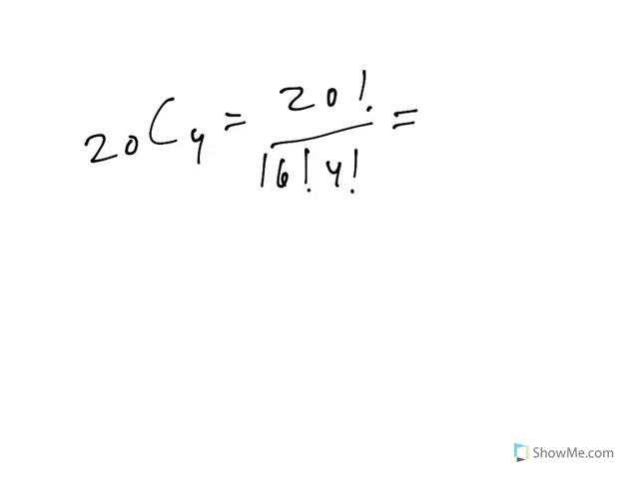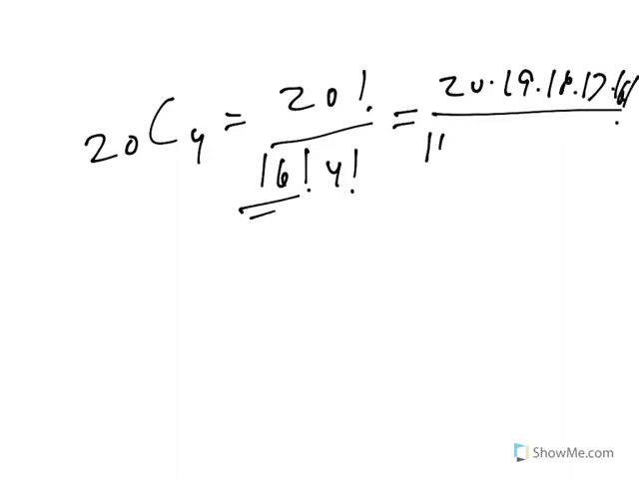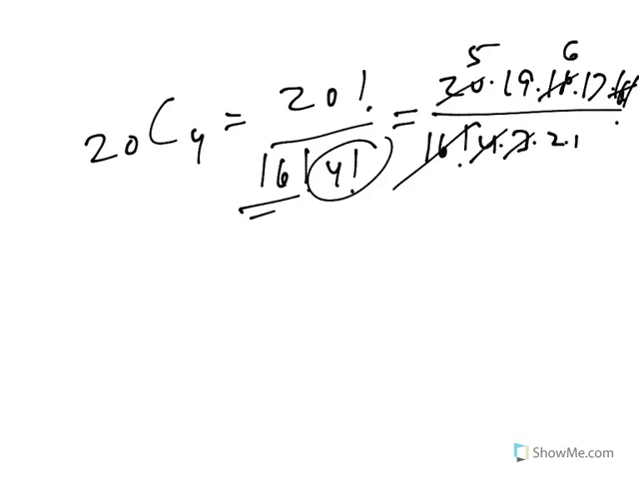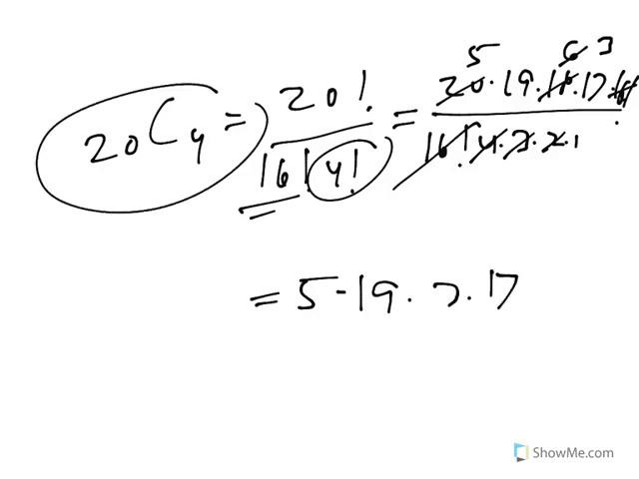To use it, I could say 20C4 is 20 factorial over 16 factorial 4 factorial. Expand 20, 19, 18, 17. Stop when you hit the bigger number on the bottom. The smaller number, expand, 4, 3, 2, 1. Cancel the 16s. While you're at it, cancel the 4 with something, cancel the 3 with something, cancel the 2 with something, and multiply what's left. 5 times 19 times 3 times 17, whatever that is, is the answer to 20C4.